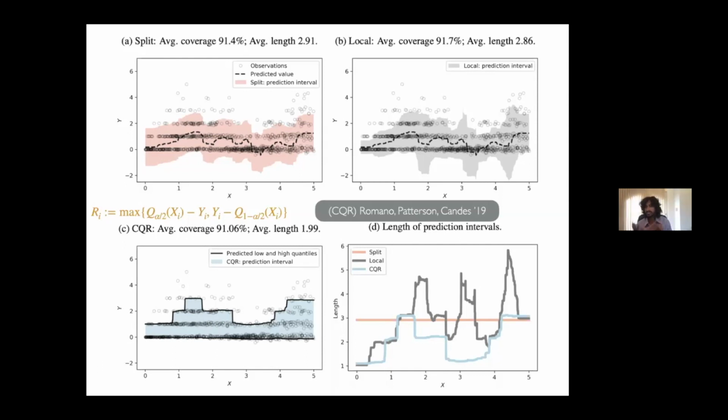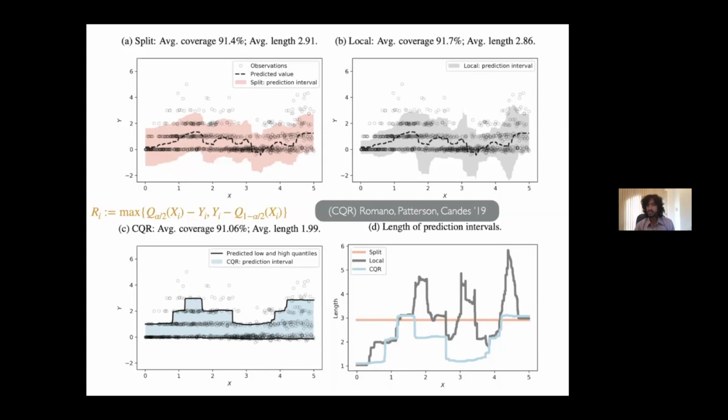And again, on the right is the length of these intervals. As you can see, the red is split, the usual split with the earlier intervals where it's just constant width. The locally weighted does change the width, but it's somehow not capturing that you don't need to go in the other direction. But the CQR intervals don't really go below 0 that much, but above 0, so they're a little bit more asymmetric and so on. So it's a very cute idea.